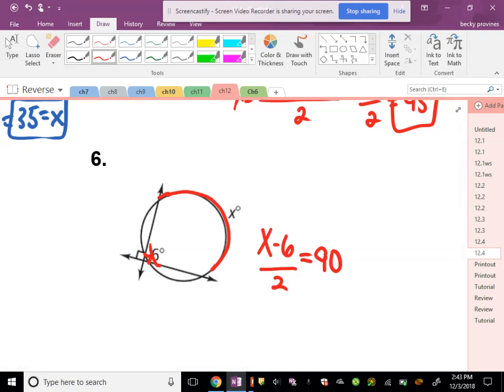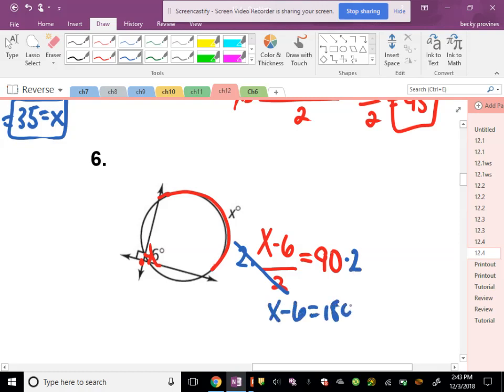Okay, let's re-go over this. I'm taking the big arc. This little tiny arc way down here was 6, so I subtract because my vertex is outside of the group of friends. Out here is my vertex, and then I divide by 2. So I have to use algebra to solve for x. So I'm going to times both sides by 2. X minus 6 equals 180, and then add 6 over, so I get 186, and that is x, the arc.